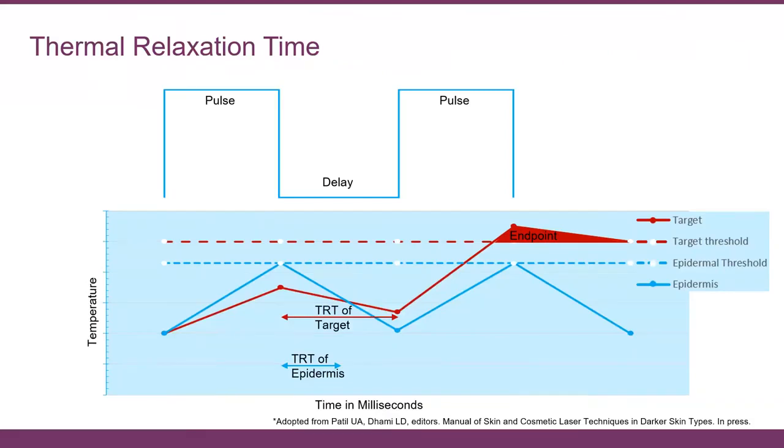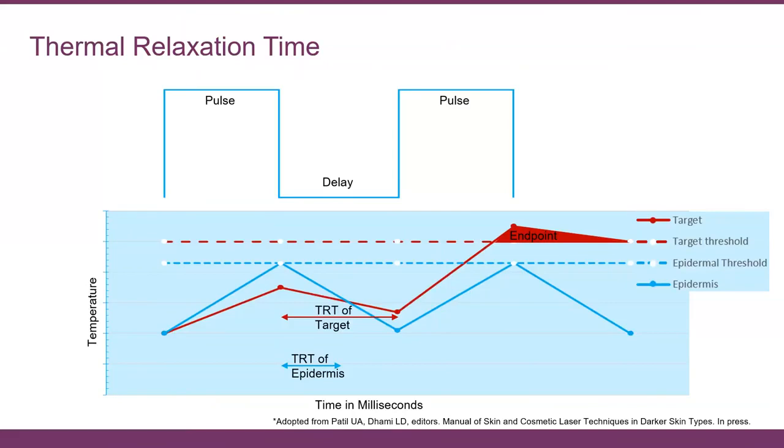I think this is a very useful and interesting slide. So what we're doing here is we've got the epidermis, which is in blue, and then our target, which is in red. So as we fire the light energy into the tissue, we will get an increase in the temperature of both the epidermis and whatever our target might be.